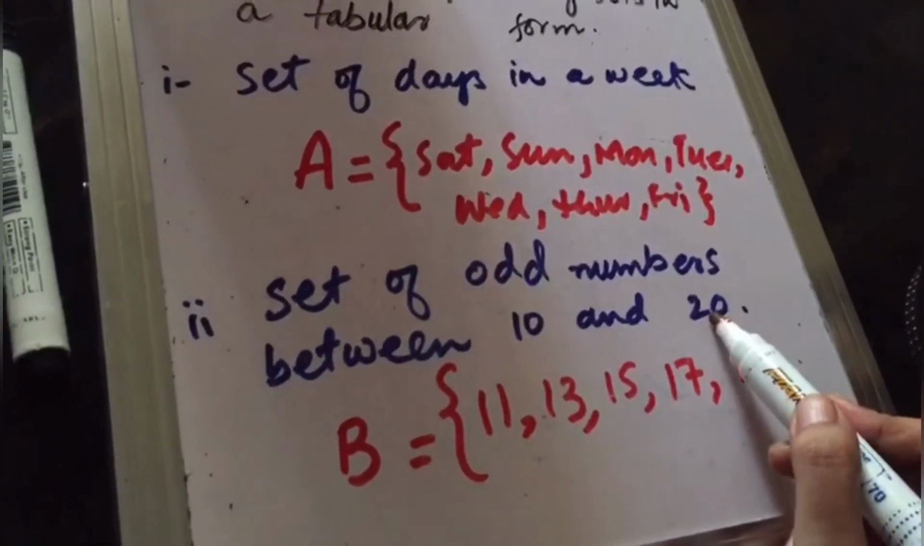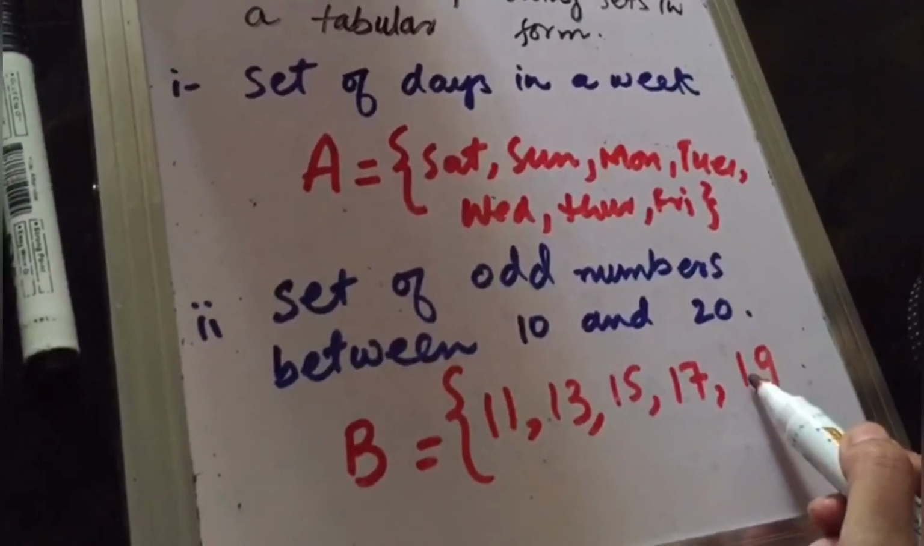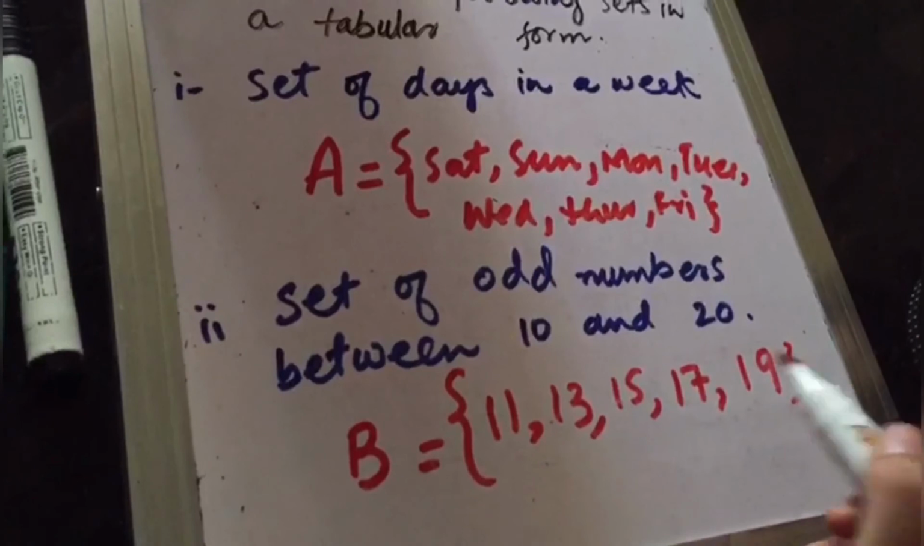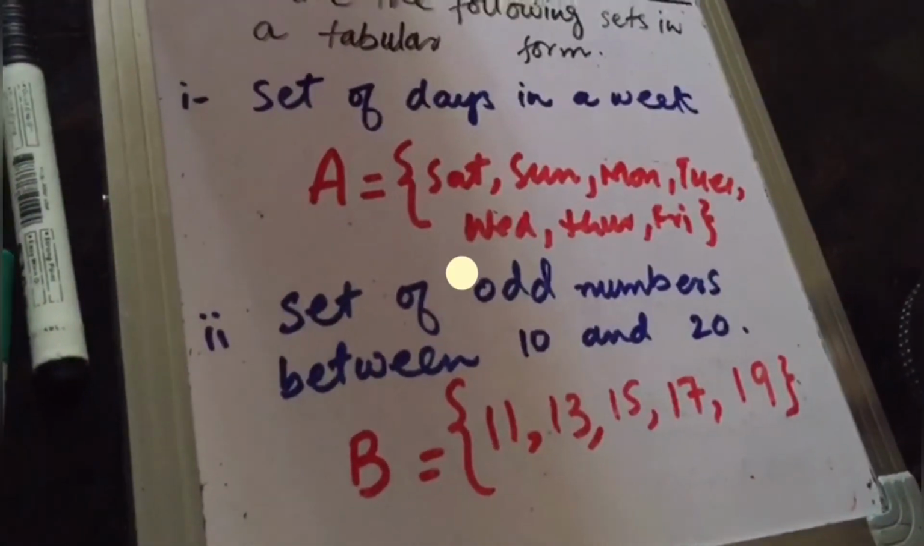We will write less than 20 because it is between 10 and 20. It is 19. Okay. Now this is tabular form. This is enough for today.